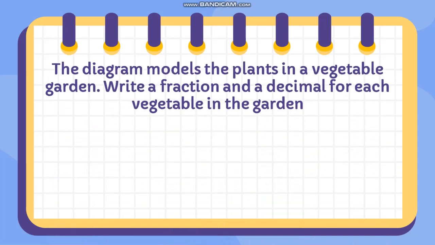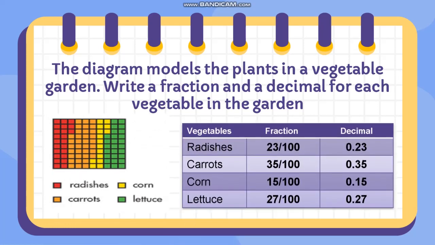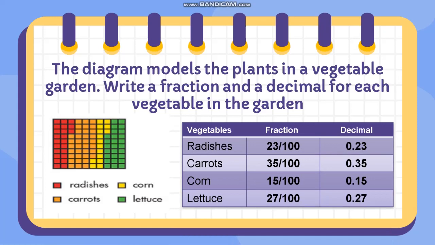Next, the diagram models the plants in a vegetable garden. Write a fraction and a decimal for each vegetable in the garden. As you can see here, the red one represents the radishes, the yellow one represents the corn, the orange one represents the carrots, and the green one represents the lettuce. So what is the fraction and decimal for each vegetable in the garden? The answer is here.